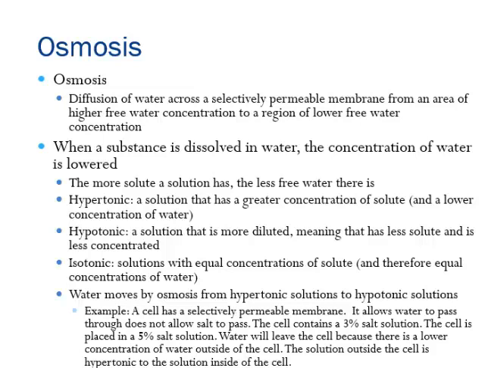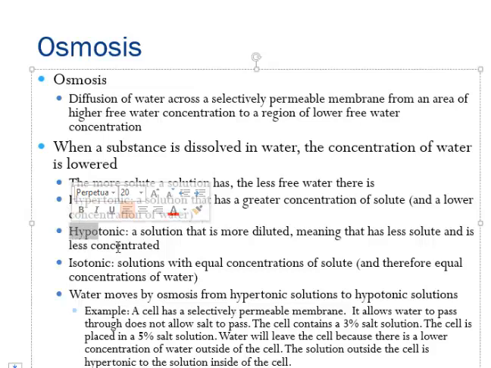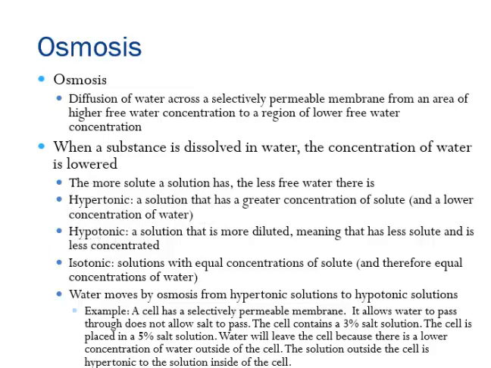The solutes, the sugar, the salt, whatever is dissolved, will move from the hypertonic solution to the hypotonic solution. Again, just to reiterate, hypo means less, hyper means more. Hyperthermia is when you're too hot. Hypothermia is when you're too cold. Isotonic is when the two things are equal.